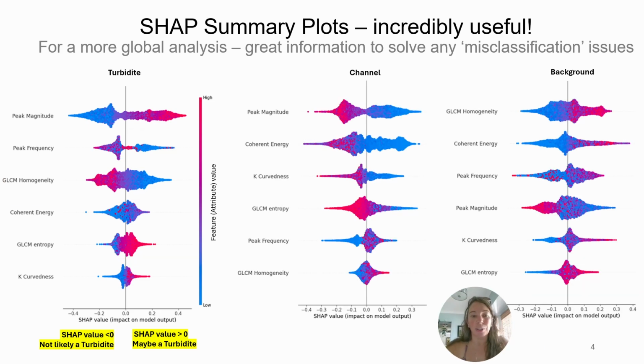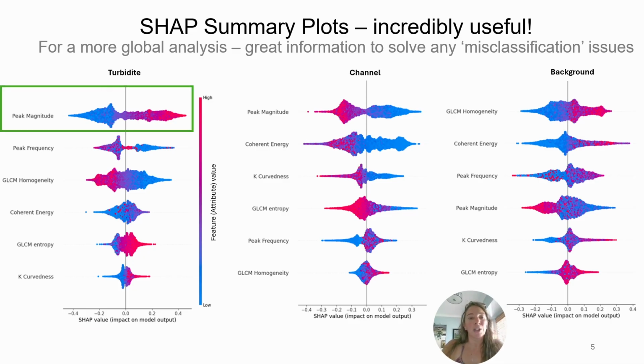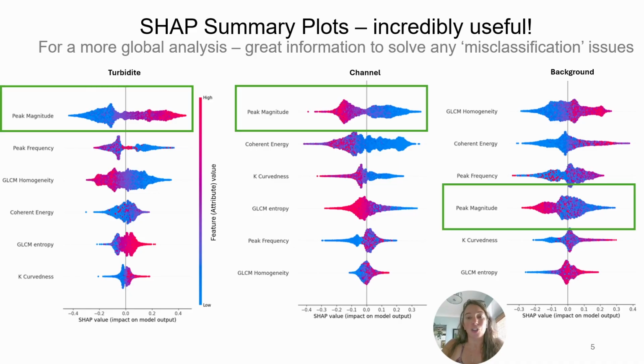We can also look at, here it'll put out 3 different plots because we had 3 facies. So now we've got our turbidite, our channel, and our background. You'll notice that the order of importance of attributes is different for each one because some attributes matter more for different classes. You get different shapes and different colors going on. So we can look at peak magnitude. I already talked about that for turbidites. It is also the most important for classifying a channel, but is the fourth most important for classifying a background.